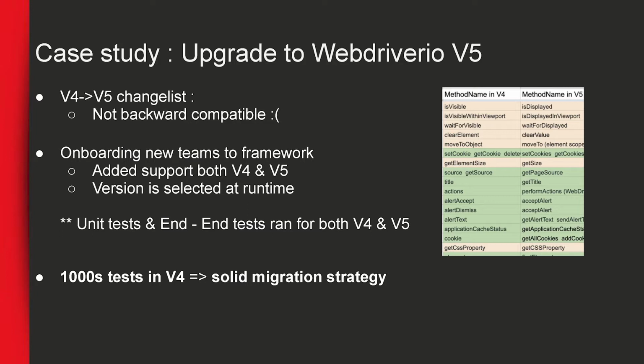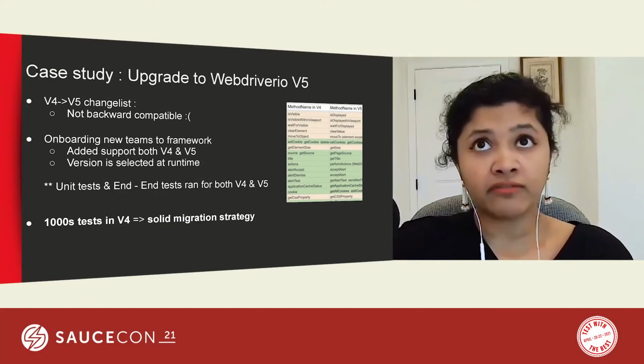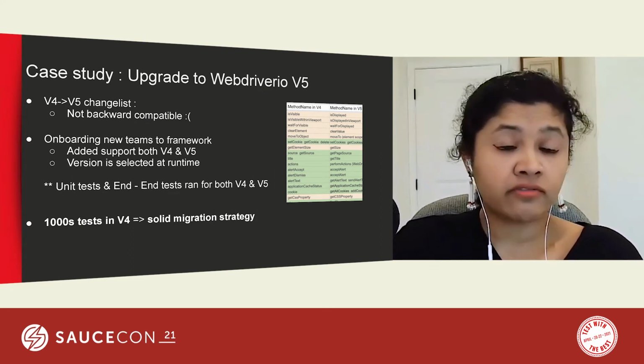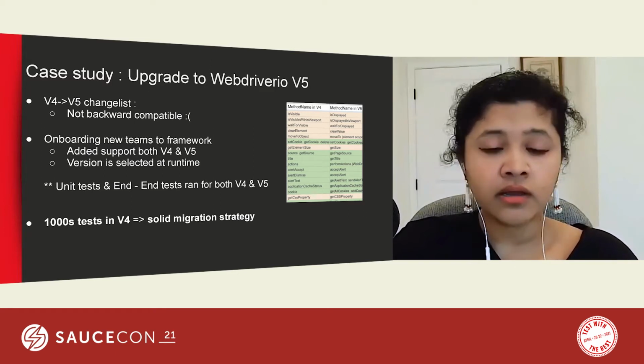I have a screenshot here. There were way too many signature changes, method changes, scope changes. I think we compiled this list internally. It was more than 100 method or function name related changes. So it was definitely a big breaking change, and we had to be strategic about it, especially because we had thousands of tests on V4 already.